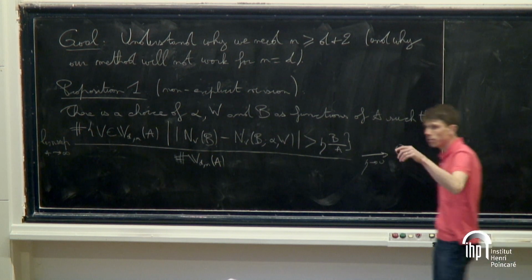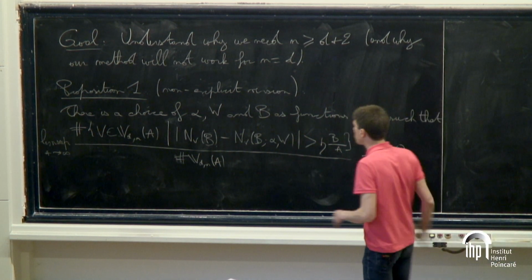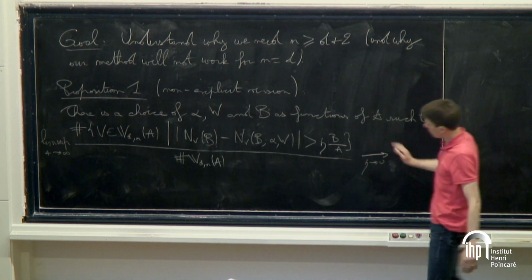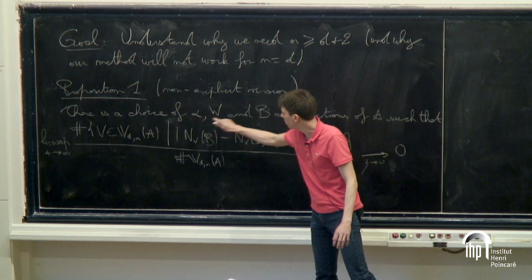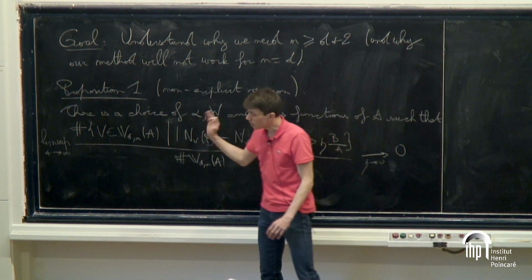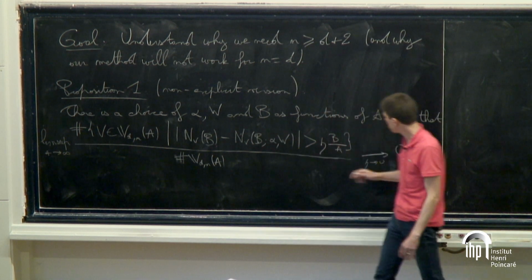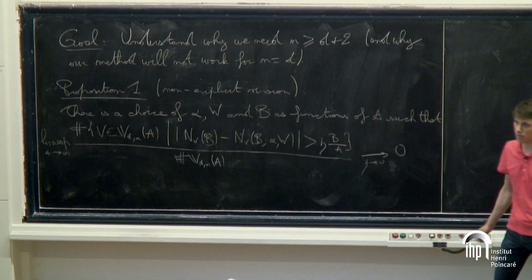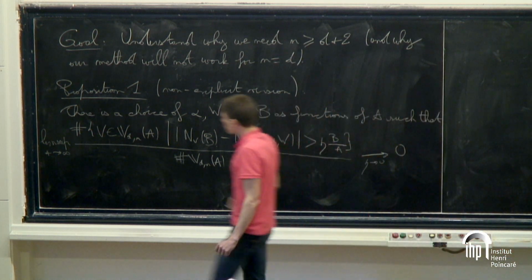I guess that was one of your questions, the way propositions 1 and 2 were stated. So for the purpose of my talk, I'm doing exactly this. Alpha, W, and B are functions of A tending to infinity, so that the ratio now depends only on eta, and I want it to be small when eta goes to 0.